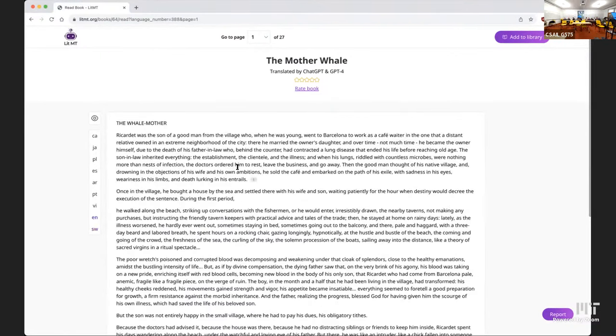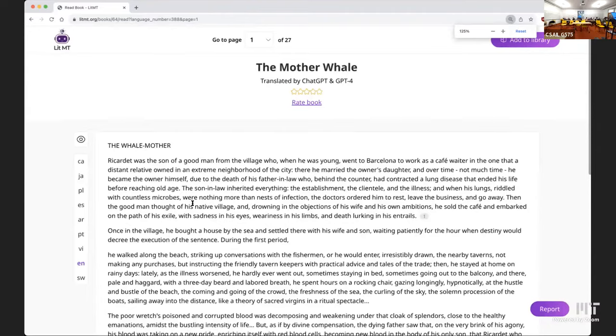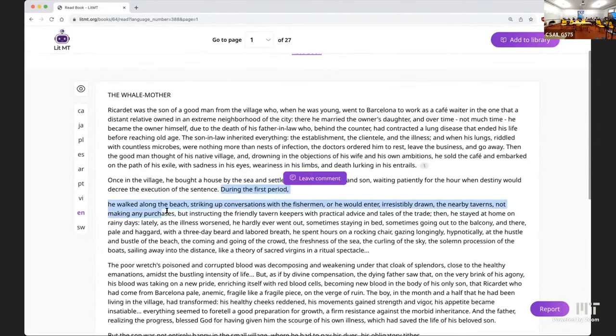Let's just switch to the English view here. So this is the Catalan English translation. The thing that we're hoping will happen is, in addition to enjoying these books, people will point out things that are notably wrong in the target language. So for example, here, I don't know if you can see this, but there's this paragraph break in the middle of a sentence. So during the first period, comma, line break, you walk along the beach.